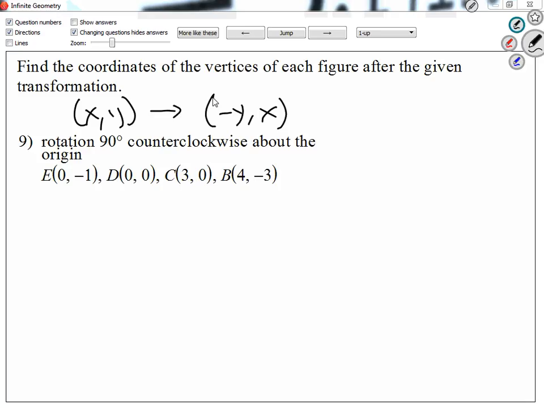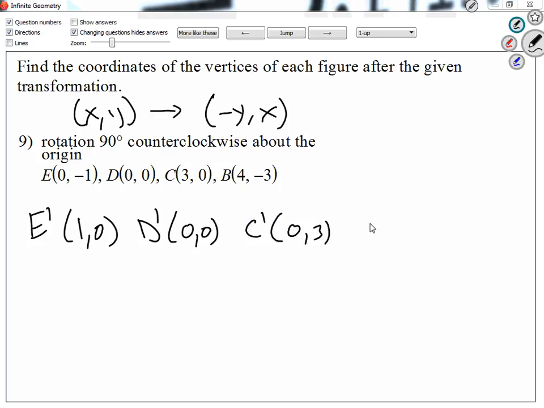So find the coordinates of the vertices of each figure after the given transformation. For E prime, what do you guys get? 1, 0. For D prime, what do you guys get? 0, 0. For C prime, what do you get? 0, 3. And for B prime, what do we get? 3, 4.